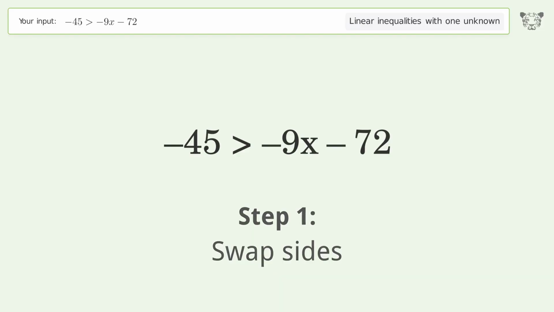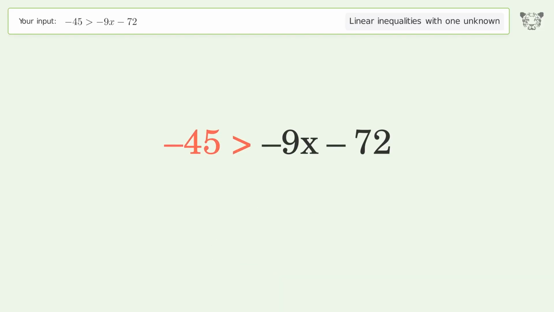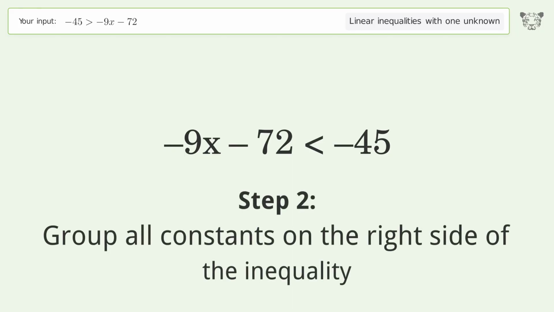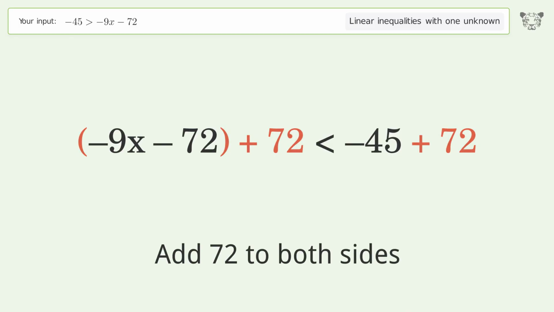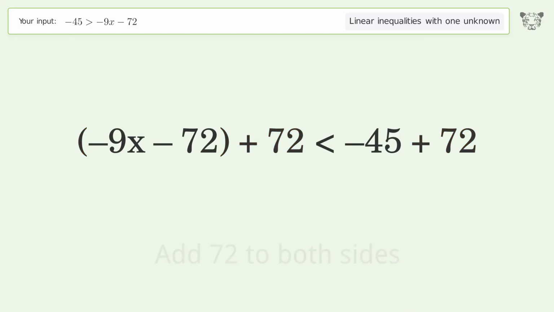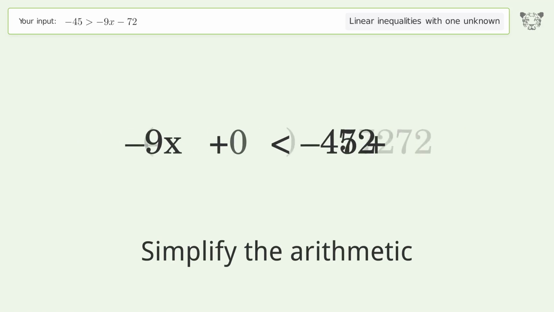Swap sides. Group all constants on the right side of the inequality. Add 72 to both sides. Simplify the arithmetic.